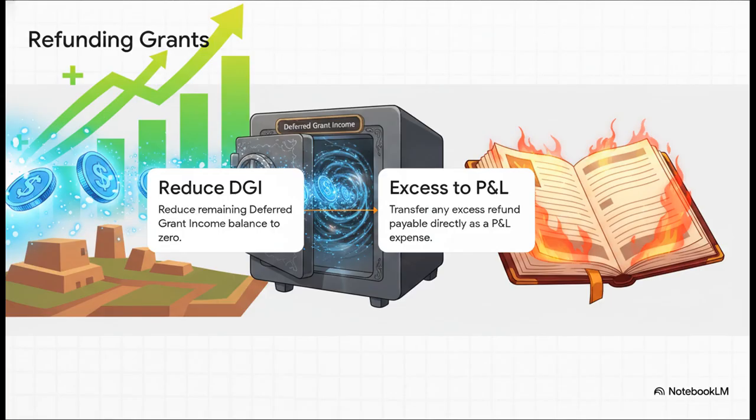If we're talking about income grants or asset grants where you use the gross method, the refund rule is actually pretty straightforward. Step 1, you just drain whatever balance is left in your deferred grant income liability account, bringing it right down to zero. Step 2, if the amount you have to refund is bigger than what you had sitting in that account, you take that excess amount and hit your P&L with it as an immediate expense.